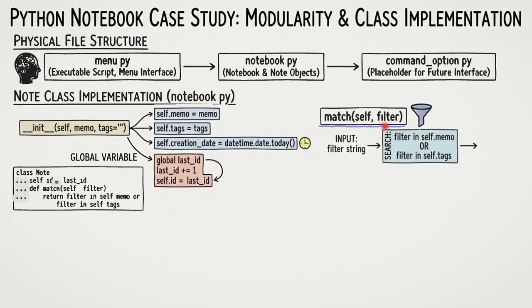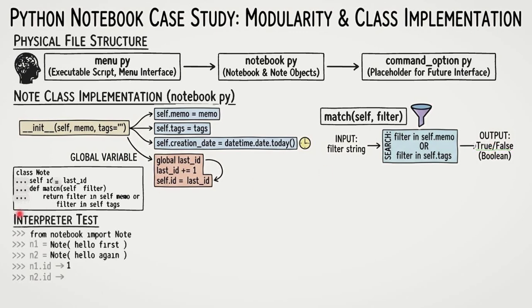Next is the match method, which acts as our search logic. It simply checks if your search string is in the memo or in the tags, returning a boolean true or false. We can test this right in the interpreter. Here on the bottom left, we create two notes. Notice how note 1 gets ID 1 and note 2 gets ID 2. Calling match with the word hello on the first note correctly returns true.